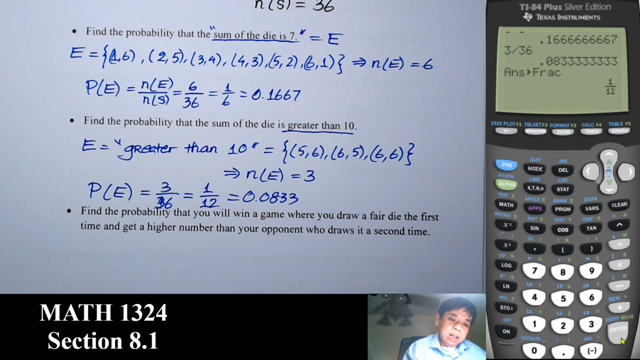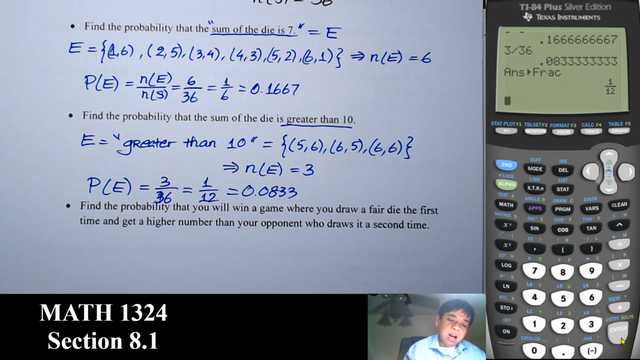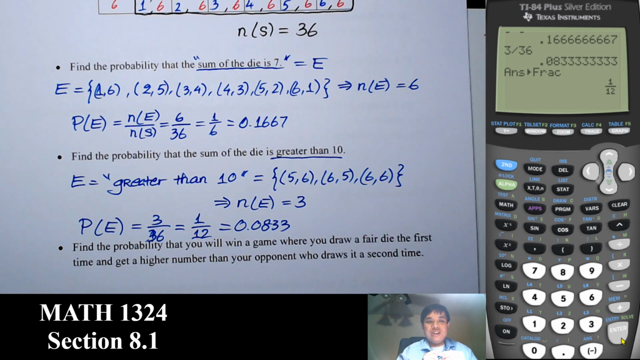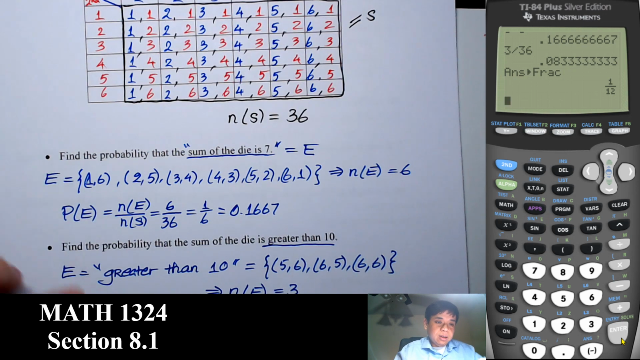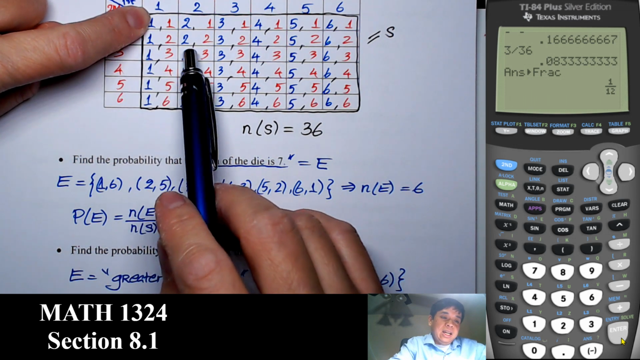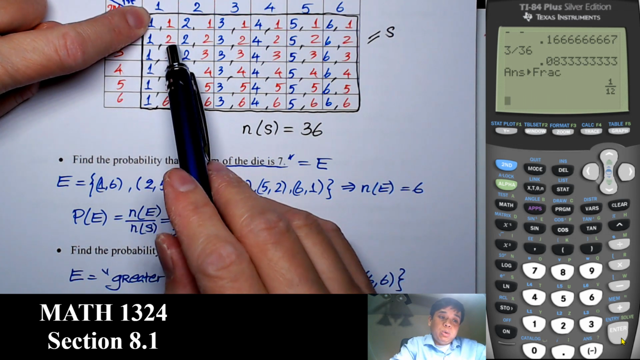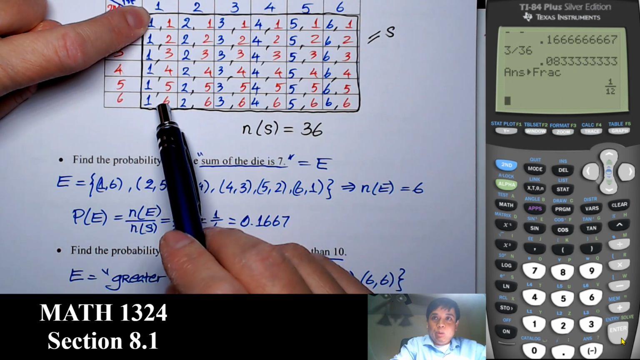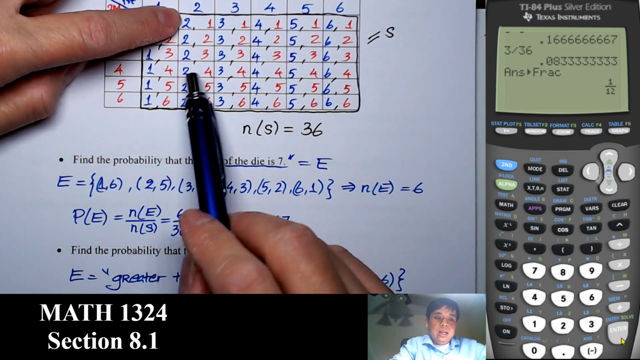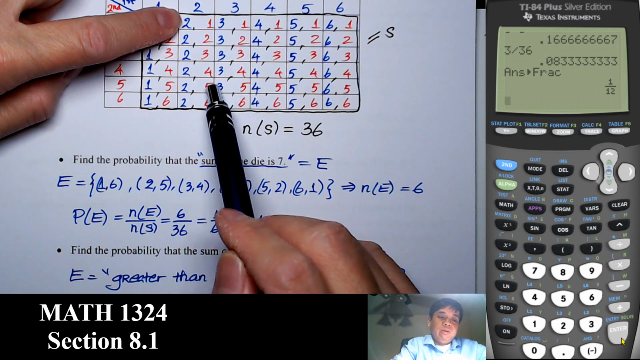Find the probability that you will win the game when you roll a fair die the first time and your opponent gets a higher number on the second time. This is more difficult, right? So let's say you roll first and you get 1, then if your opponent rolls 2, 3, 4, 5, or 6, they will win. If the first one is 2, then the opponent will have to roll 3, 4, 5, or 6.